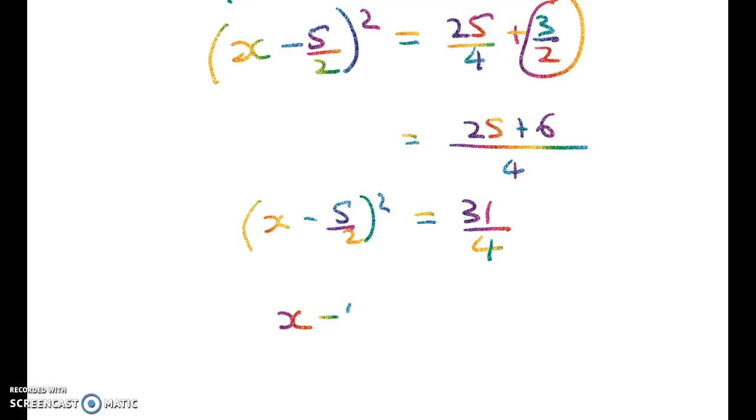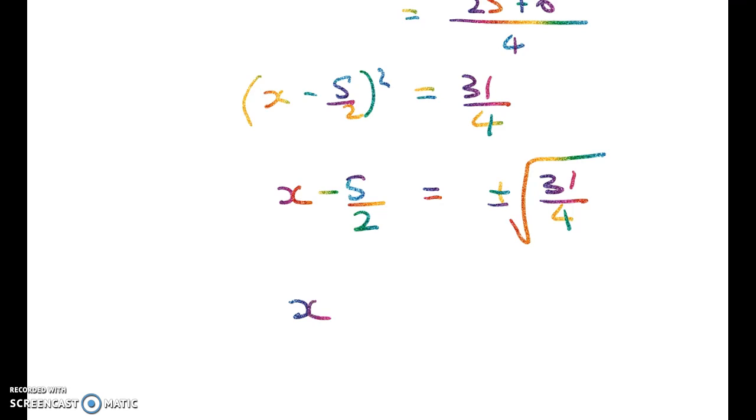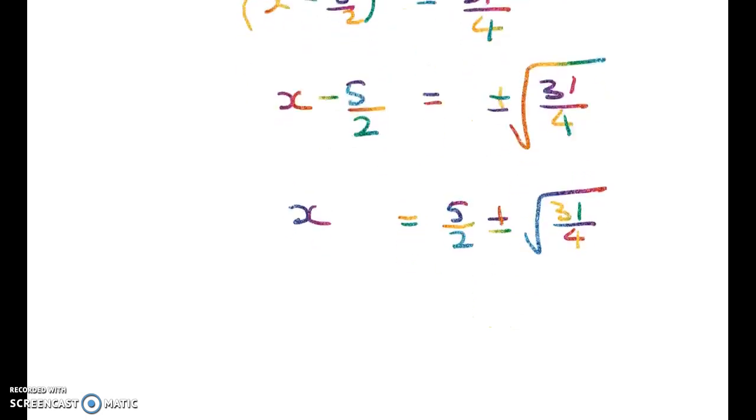Taking square roots of both sides, here's what I get. X minus 5 on 2 is equal to plus or minus the square root of this. So we get x is equal to 5 over 2 plus or minus the square root of 31 on 4. Now I know some of you are going to grab your calculators, and that's okay, but I want to just start working with surds more.